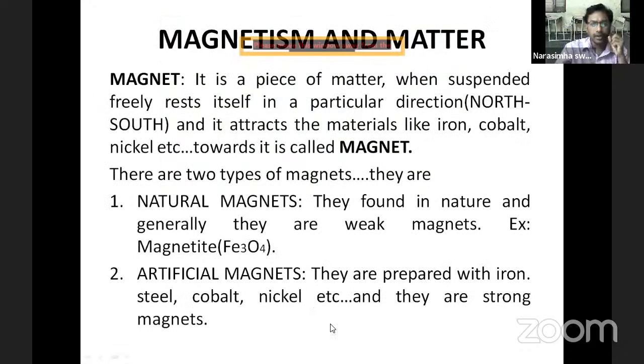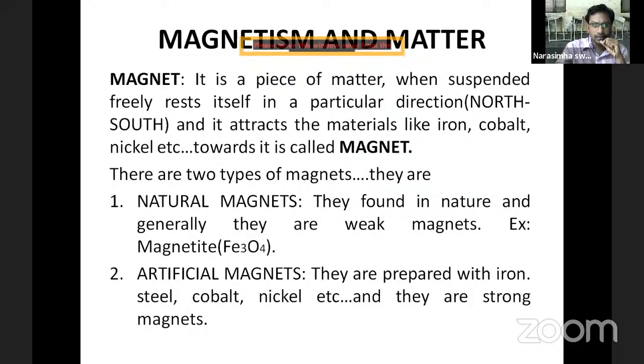So I am repeating. It is a material which, when suspended freely, itself comes to its regular position, that is north and south, and also attracts materials like iron, cobalt, nickel, etc. That material is called a magnet.